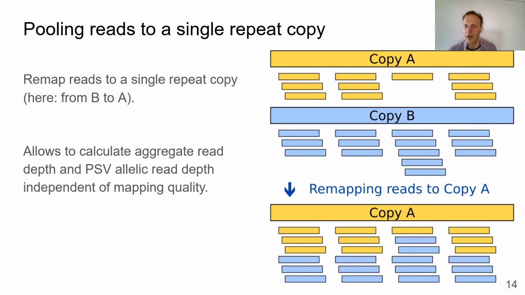We start by remapping reads from all the copies of the duplication to the first copy. And we do that because we don't want to depend on the read mapping and read mapping quality. And as a result, we will obtain aggregate read depths and read depths for different alleles of the PSVs.